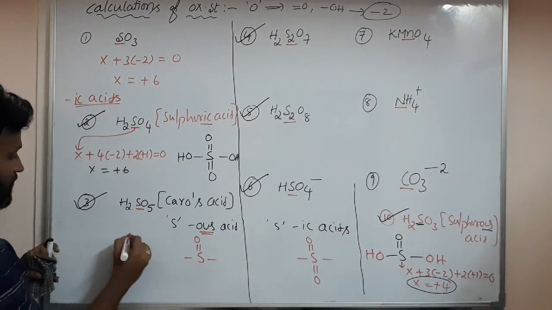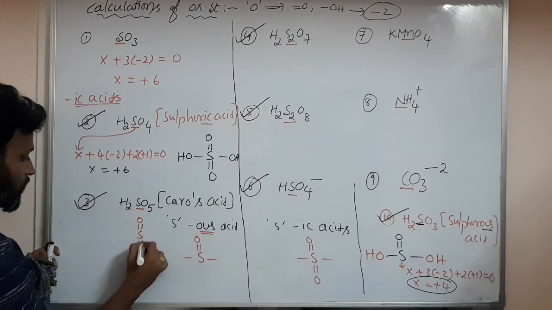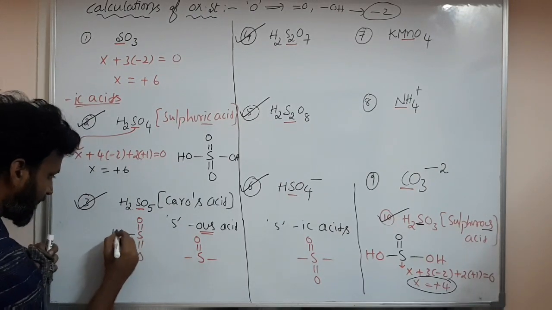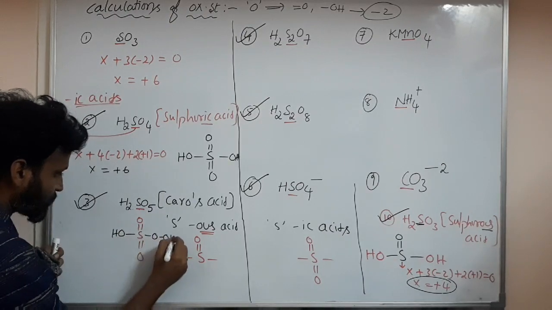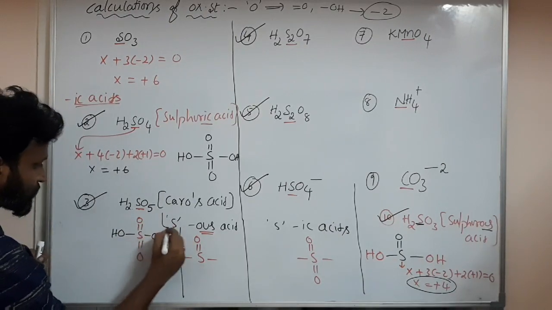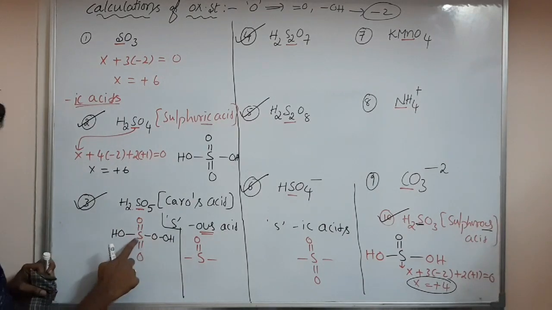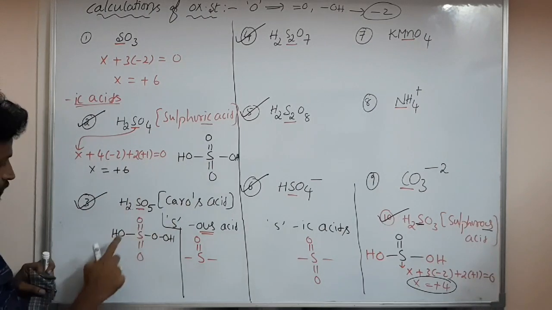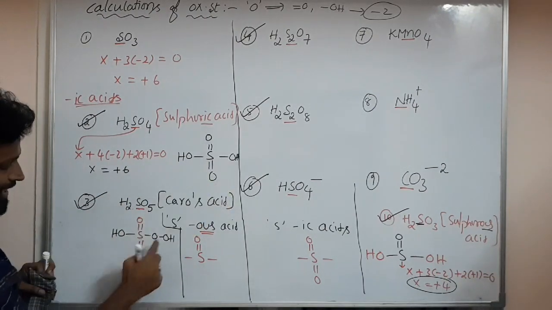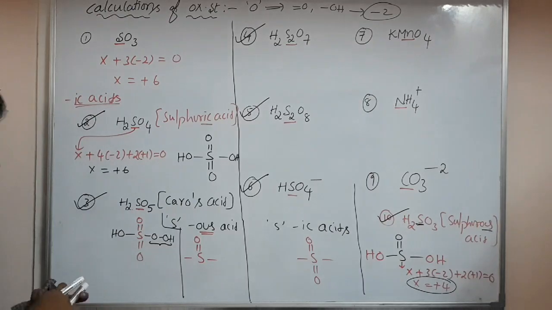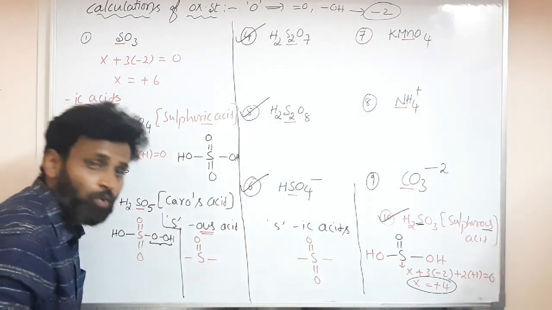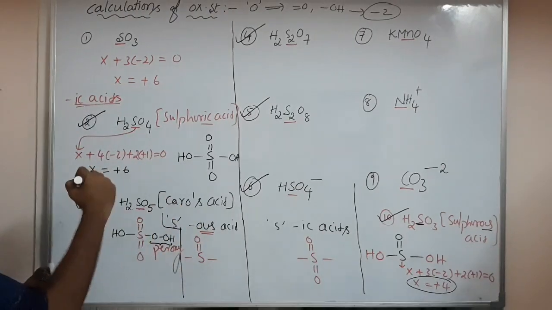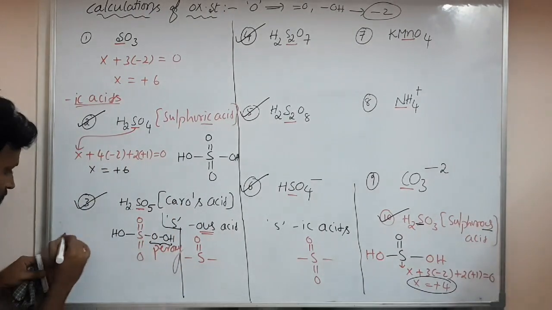Then what I have to do, sir? Its structure is like this. S double bond O, and you have OH and you have OOH. This is the skeleton structure. Okay, S double bond O. Actually sulfuric acid means OH and OH, but one more oxygen as a peroxy bond, OOH. Means what bond that is called? Peroxy bond.